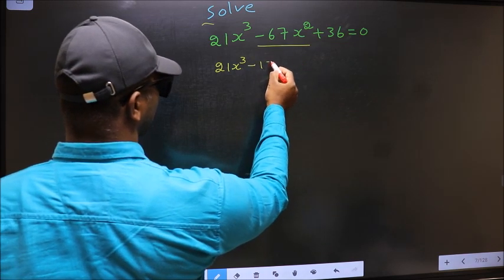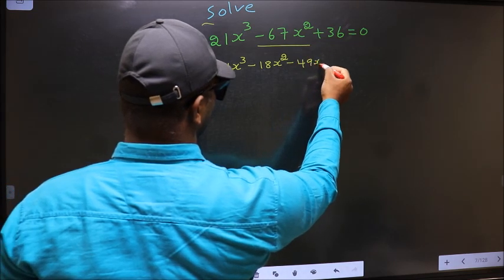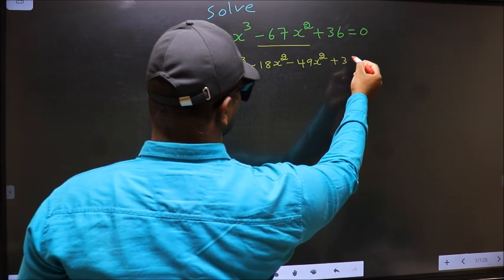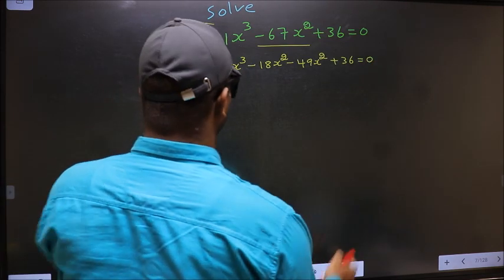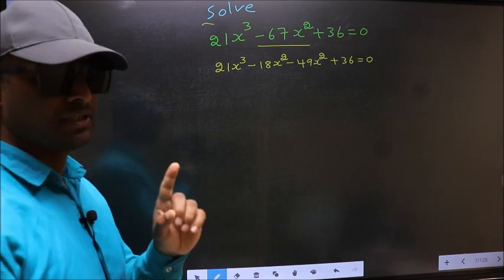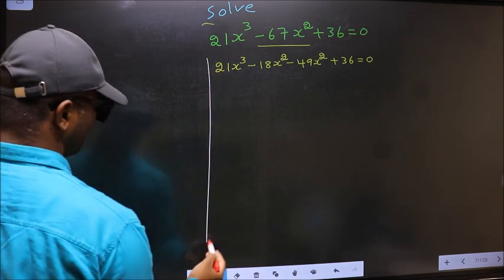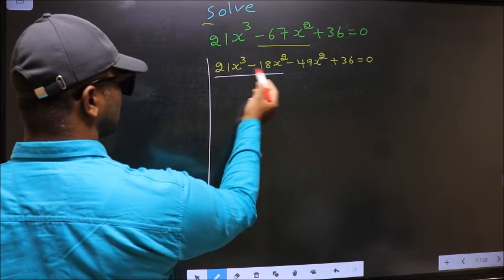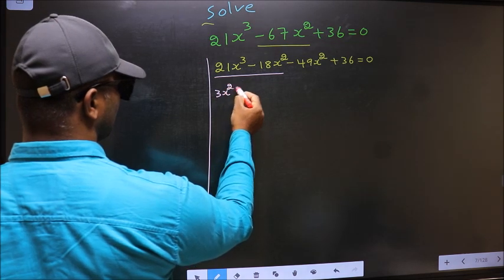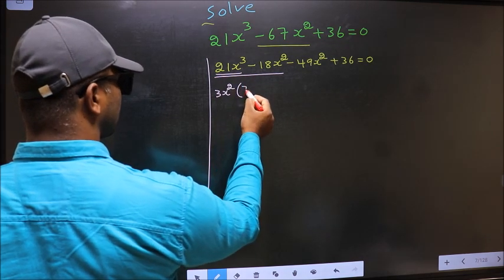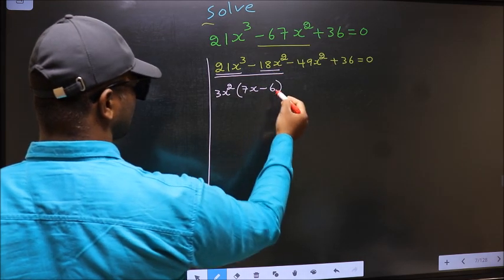Now we should write minus 18x square minus 49x square plus 36 equal to 0. This is your step 1. Next, from these two terms, what can be taken out common is 3x square. So here we get 7x minus, from this 3x square out you get 6.